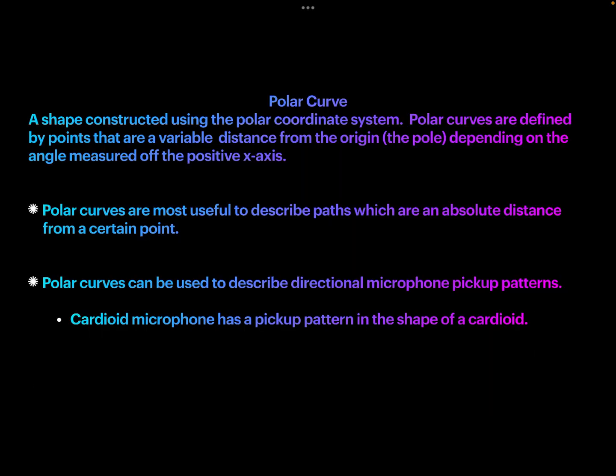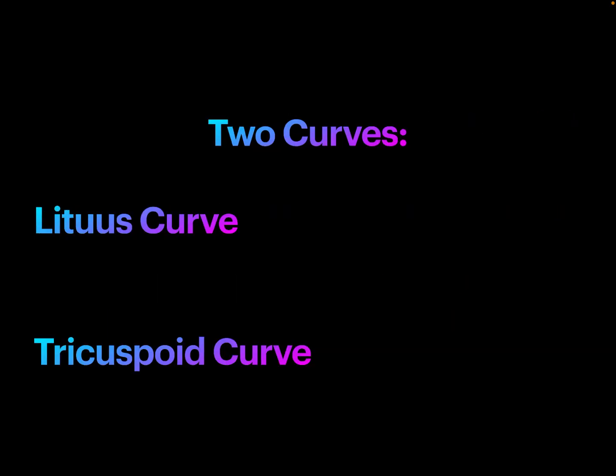Polar curves are shapes constructed using the polar coordinate system, where the curves are defined by points that are a variable distance from the origin, depending on the angle being measured off the positive x-axis. Polar curves are most useful to describe paths, which are an absolute distance from a certain point. With there being an unlimited number of polar curves, I have chosen to discuss the Lituus and Tricuspoid curves.